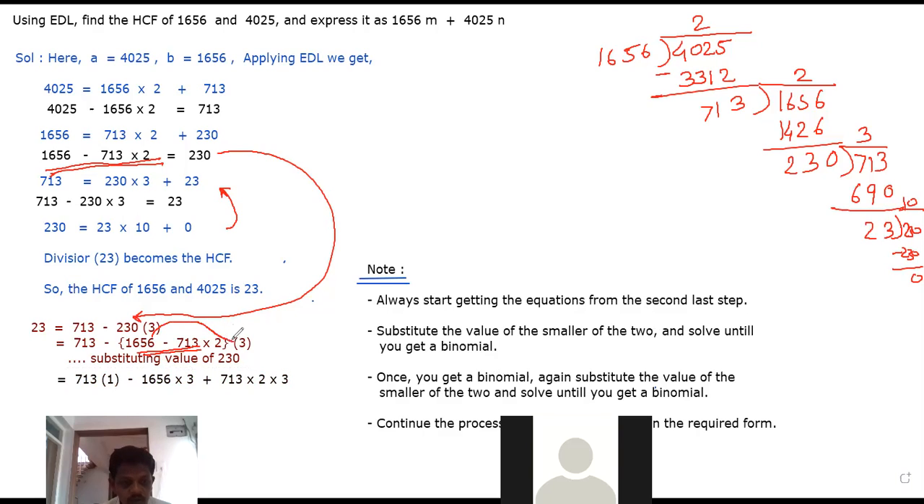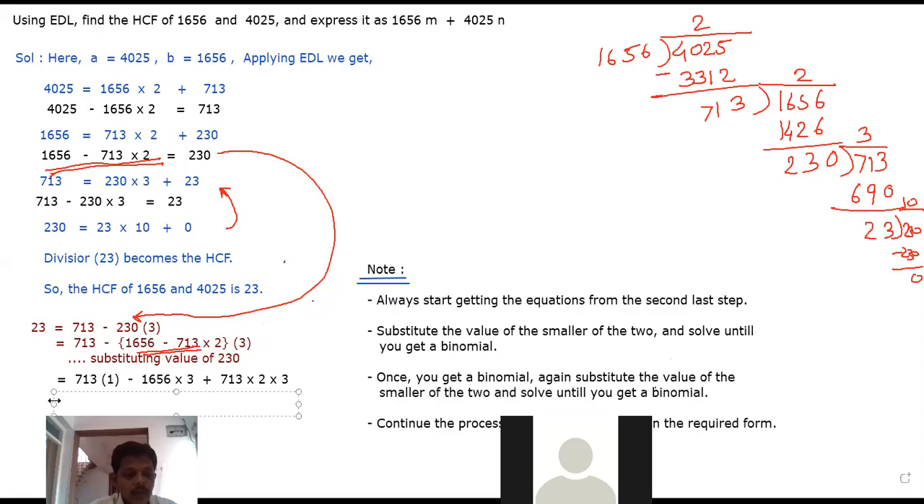1656 into 3, and 713 into 2 multiplied by 3. First term into bracket, first term into 3, second term into 3. Are you understanding? 1656 multiplied by 3, 713 into 2 multiplied by 3 is equal to... solve until you get a binomial.